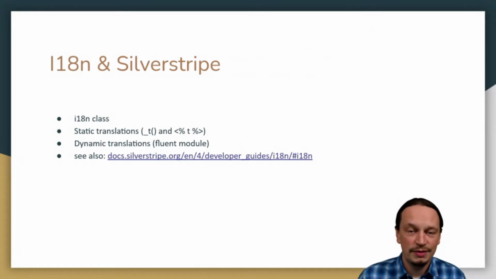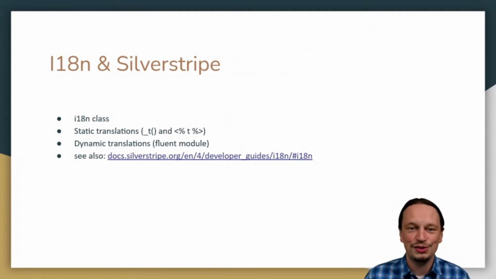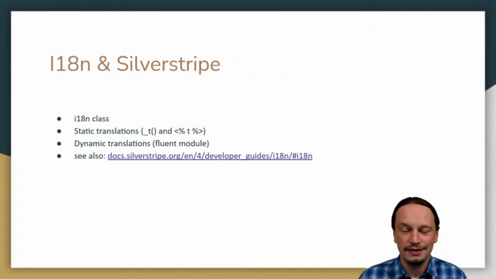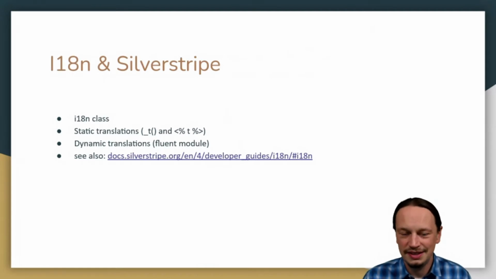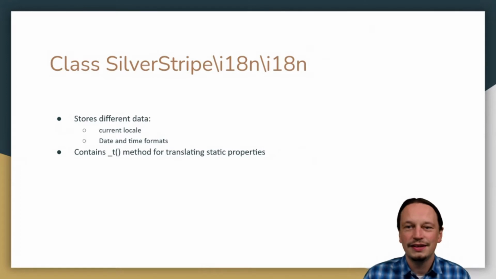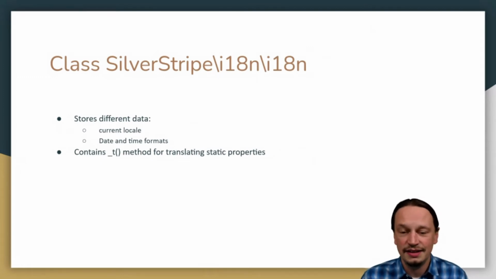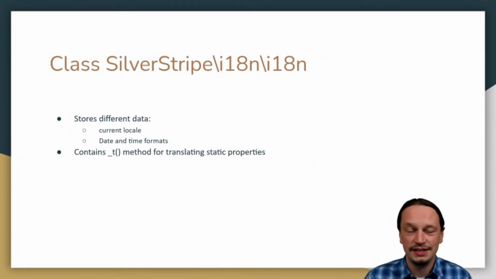We can have dynamic translations, so translations in the database. And we also have pretty good documentation about this internationalization process in Silverstripe. So the class i18n stores the current locale and the date and time formats, and it contains this _t method for translating the static properties we use all the time for translating this.